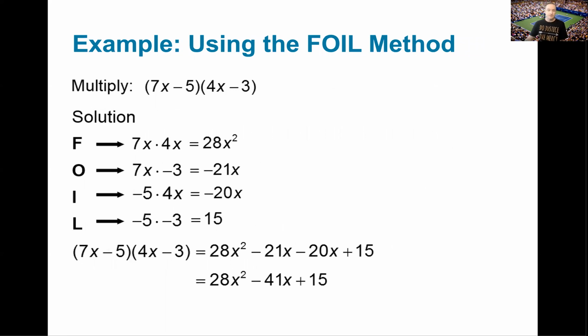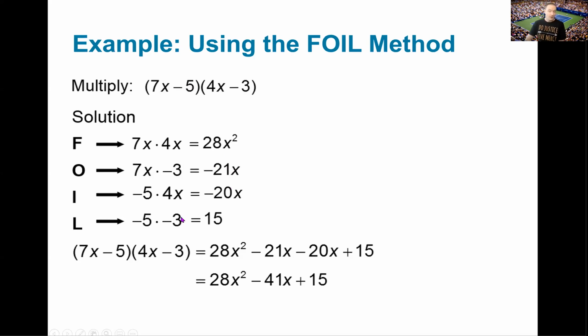Now, notice, if I took 7x minus 5 times 4x minus 3, the foiling method would say multiply the first terms, then the outer terms, then the inner terms, the negative 5 and the 4x, and then the last terms, the negative 5 and the negative 3. You multiply all those together and sum those together. You can combine the two middle terms. That's going to combine to be minus 41x.